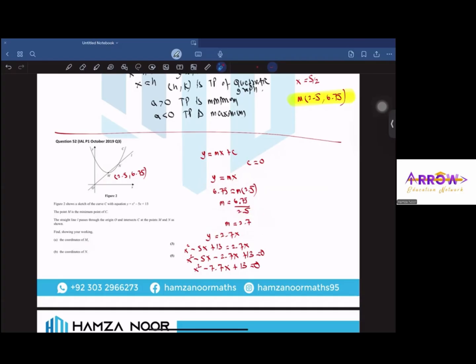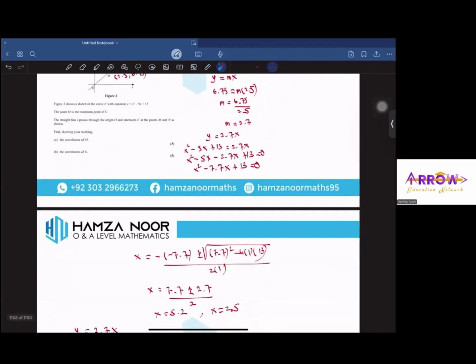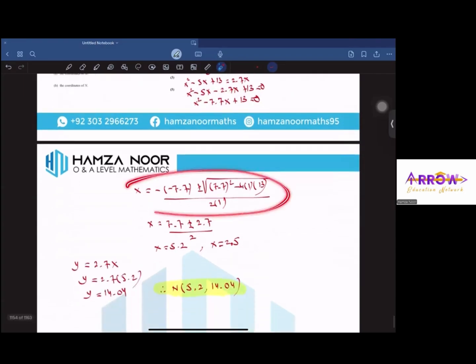And then I equated the equation of the curve with the equation of the line L in order to find the points of intersection, which are M and N respectively. So x squared minus 5x plus 13 was equated with 2.7x. And then we were able to produce a quadratic equation, which I solved using the quadratic formula, and I got two distinct points. So x equal to 2.5 is already the point which I have found in part A.